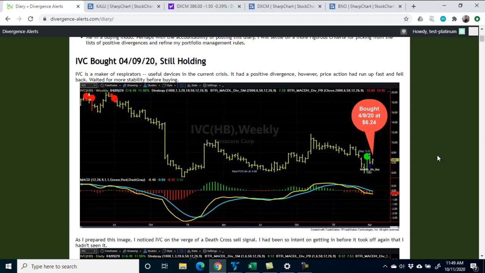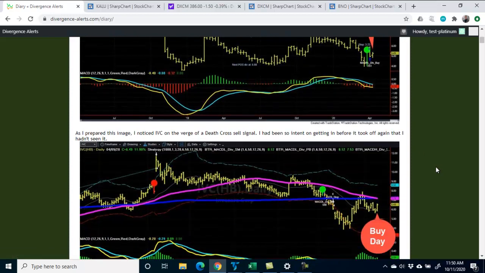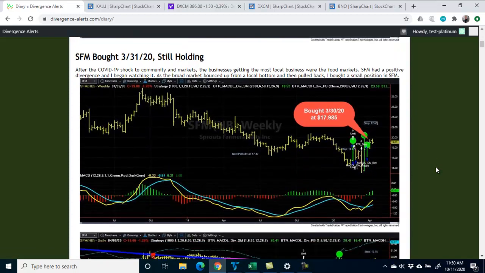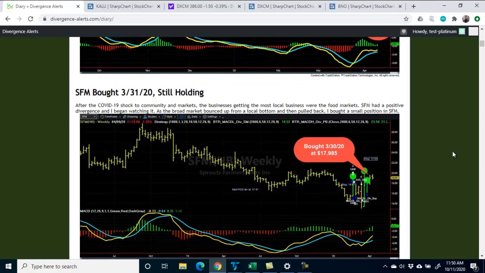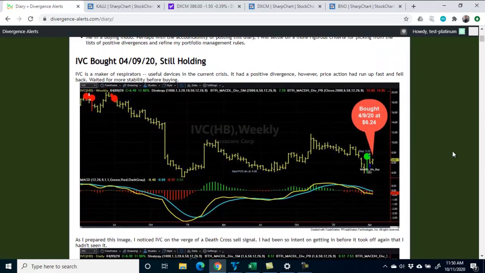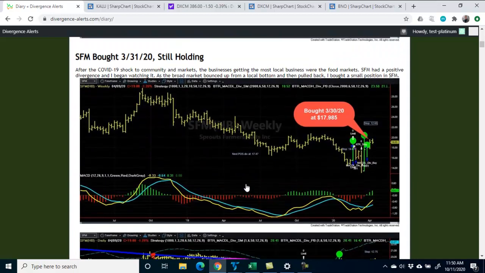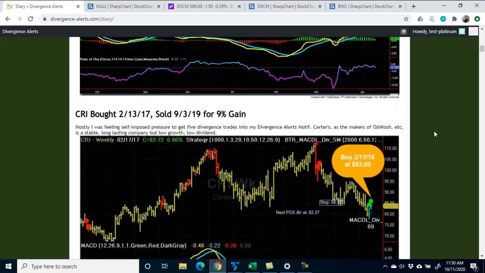So this diary shows you that when there was a divergence, I bought IVC, and that has actually run up nicely since then, and also SFM. And you'll notice that these divergences came kind of at the bottom of the COVID crisis. So this was definitely pointing out a good time to buy lately. SFM has run up and didn't get a prompt sell signal, so it's bouncing back down. And then there are further buys and sells that happened in the past.